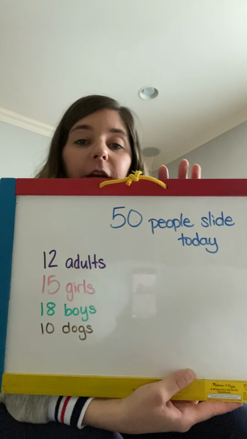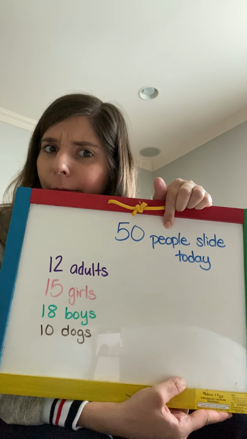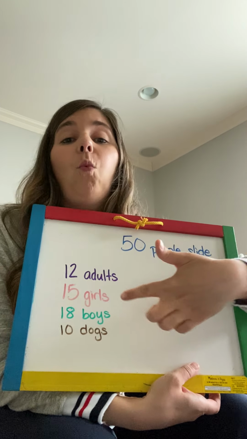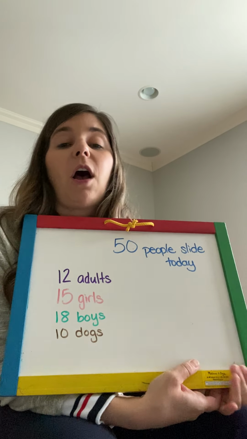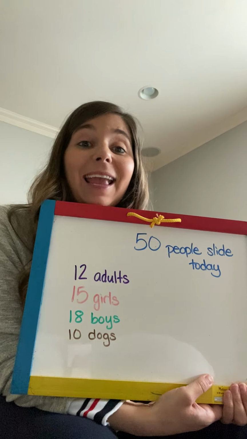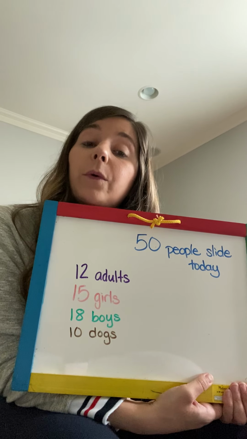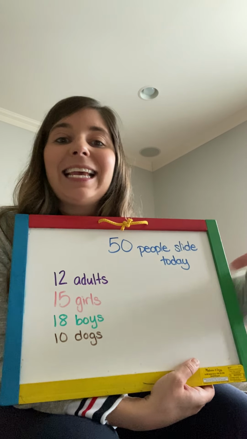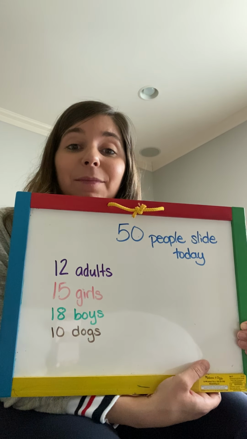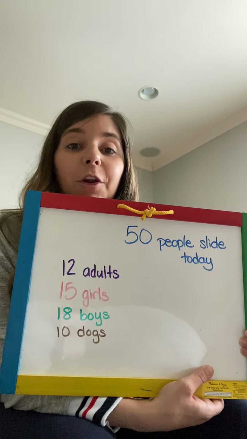I'm wondering, second graders, if only 50 people and animals can slide down the slide today. I'm wondering if all of the adults, all of the boys, all of the girls, and all of the dogs are going to be able to get down the slide today. Think about what you'll do with these numbers, these addends, to get the sum, and then answer yes or no. Feel free to share that answer with Mrs. Demas or myself, or just write it and share it with a parent. That's your job for your math today.